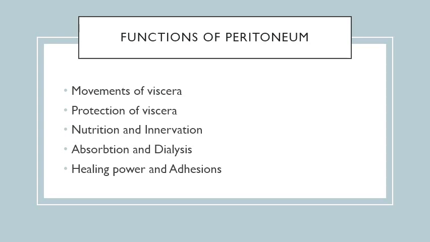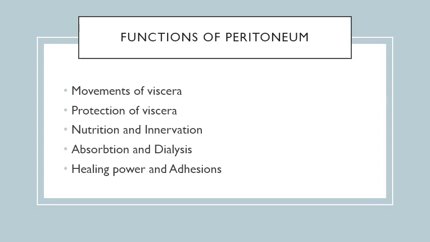Next, absorption and dialysis. The peritoneal lining is a semi-permeable membrane which overlies all the blood and lymphatic capillaries, and hence, because of the concentration gradient, the peritoneal lining is able to absorb certain solutes and waste products from the blood. This function of the peritoneum is being used in dialysis.